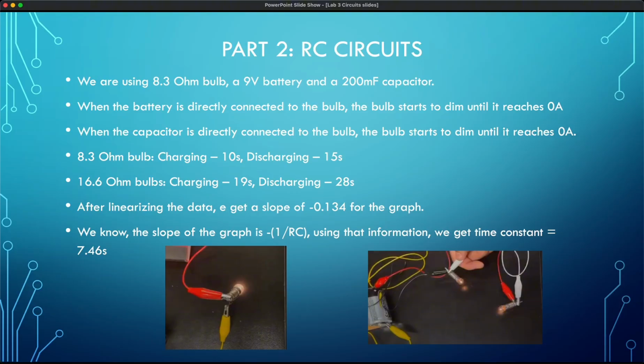For the 8.3 ohm bulb, we can see that the charging time is 10 seconds and the discharging time is 15 seconds. When we take 2 of the same bulb, we can see that the charging time is 19 seconds while the discharging time is 28 seconds. After we linearize the data, we get a slope of 0.134 for the graph. We know that the slope of the graph is the negative of the inverse of the time constant, so using that information we get the time constant as 7.46 seconds.